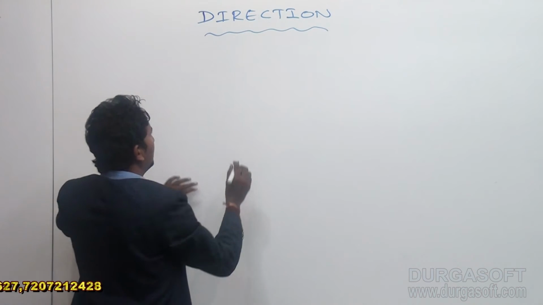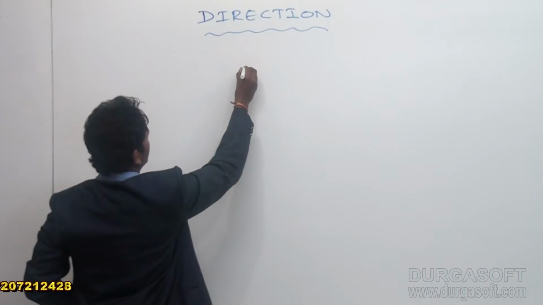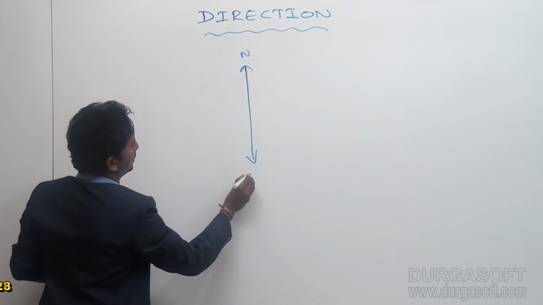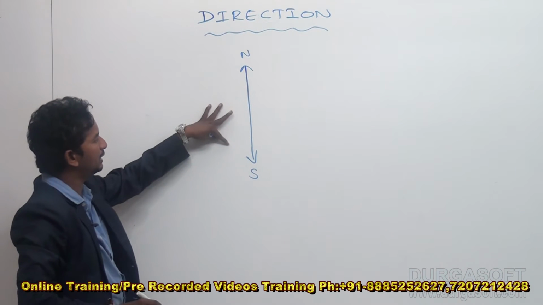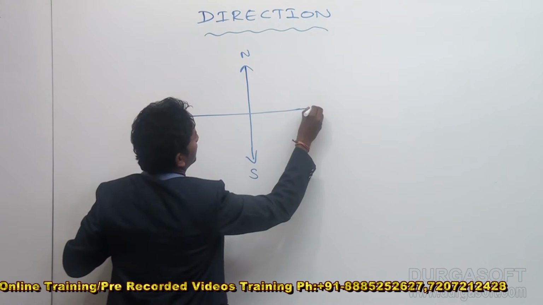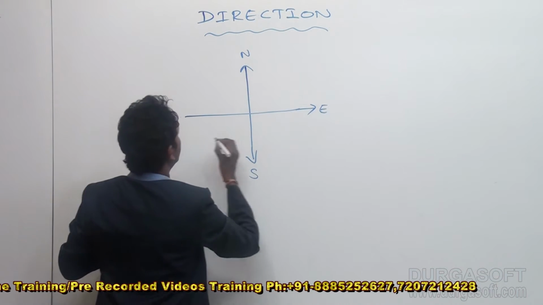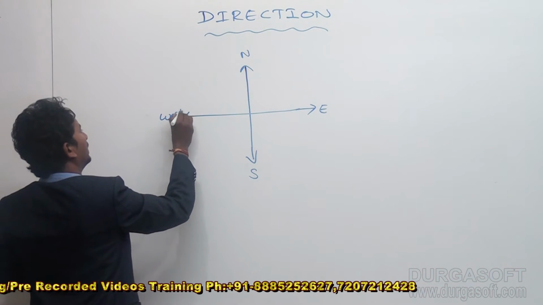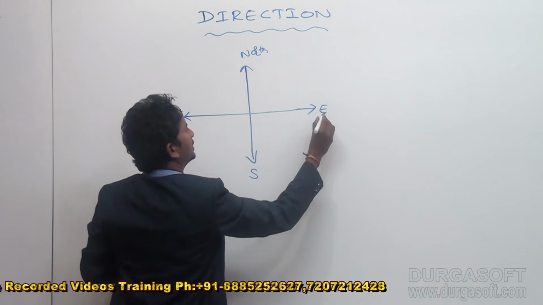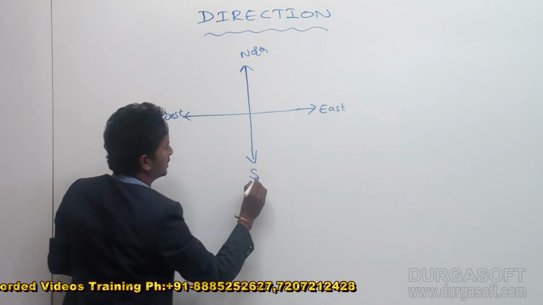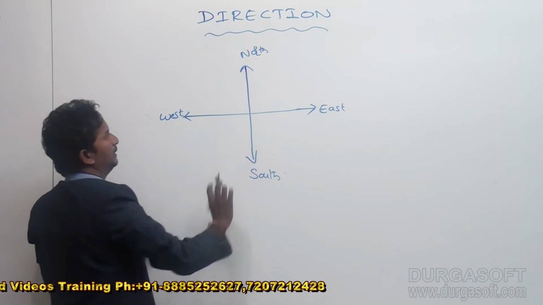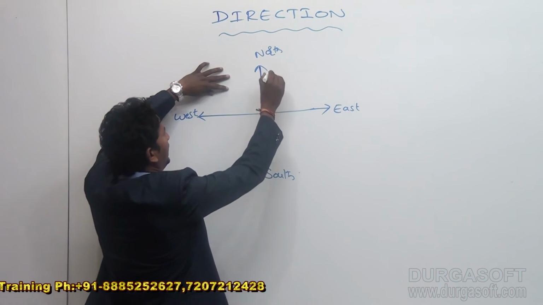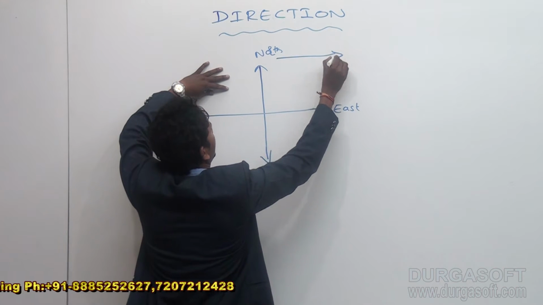See here. There are mainly two poles in the directions. This is the north pole and south pole. Based on the north pole and south pole, you get east and west. This is the north, this is the east, this is the south, and this is the west. Now I am going towards the north. Now, north right.